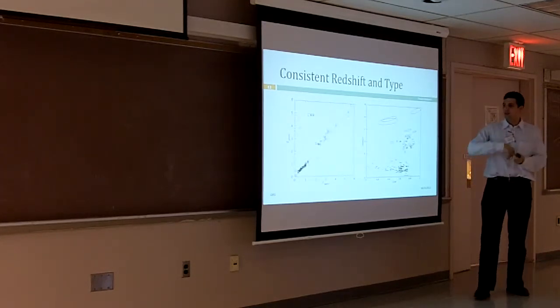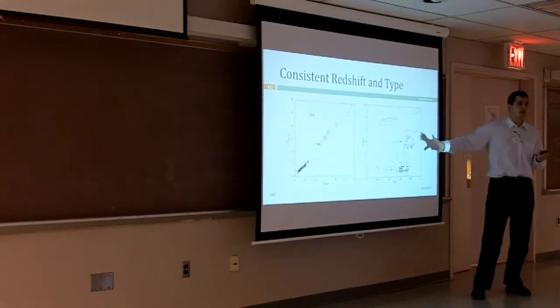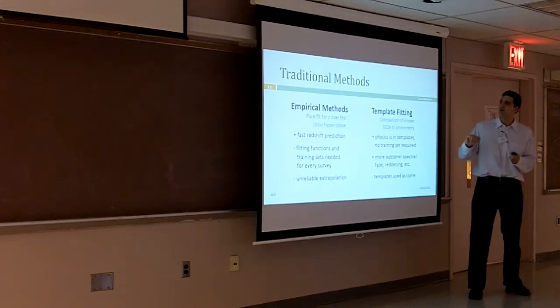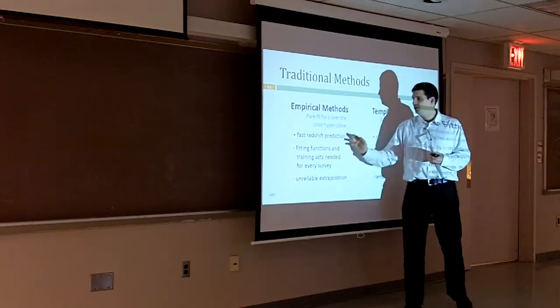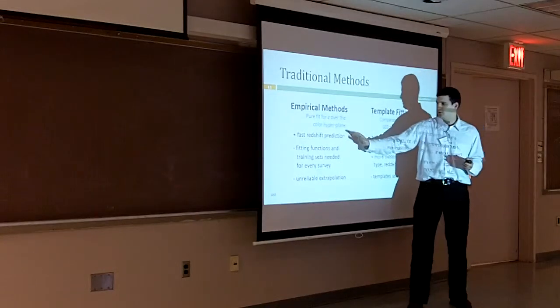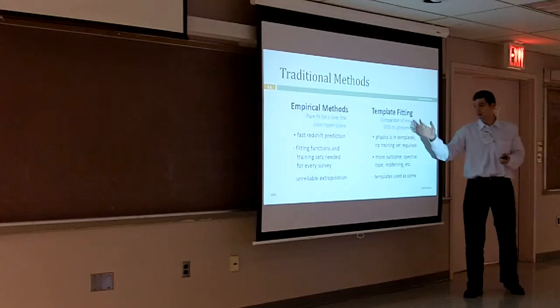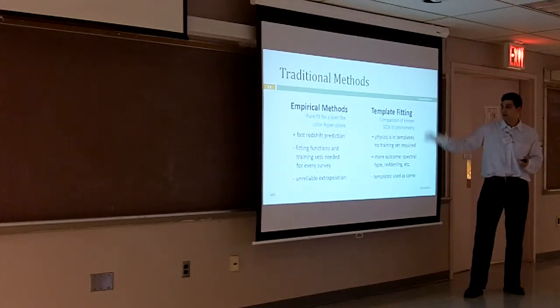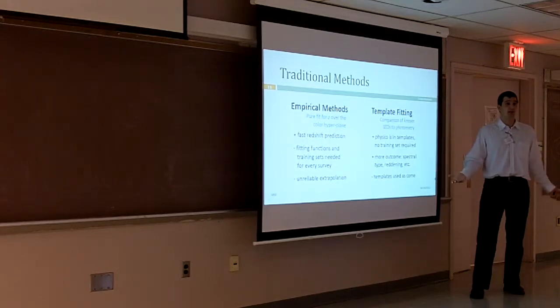And then, of course, if you have some type parameter, then you can get self-consistent estimates for redshift sometimes. Okay. So just to summarize the traditional methods, you can do either empirics, and then you do really quick fitting functions and just evaluate them, but then you can't extrapolate, or you can do the template fitting. And of course, here the problem is that the templates are what they are. They either perform or they don't.